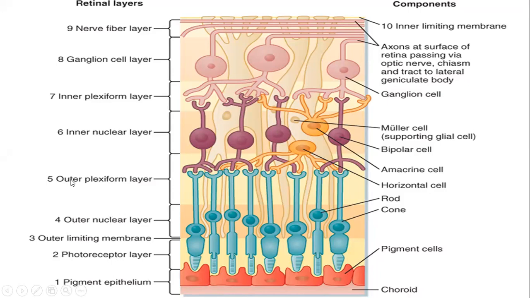Then there's 4, the outer nuclear layer. Then there's 5, the outer plexiform layer. Okay, you remember the outer plexiform layer where we're going to find the horizontal types of cells, the amacrine cells. Then after that, you're going to go into what we call the inner nuclear layer. Then 7, the inner plexiform layer. Then 8 is going to consist of the ganglion cell layer. Then we have got 9, the nerve fiber layer. Then 10, at the end, is known as the inner limiting membrane.